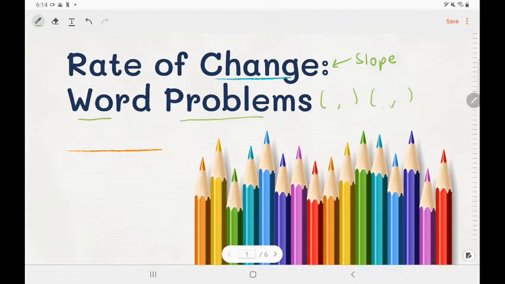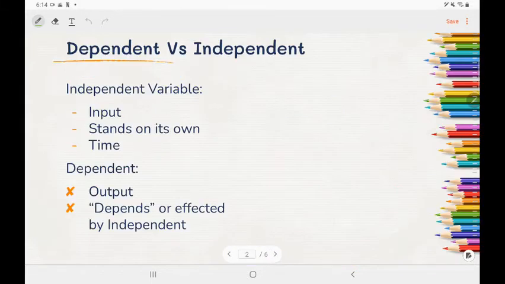In order to determine the ordered pairs, we need to know what number is going to go in the x spot and what number is going to go in the y spot. And that is going to be determined by the following. Is a variable dependent or is a variable independent? If the variable is independent or it's an input, it is going to be the x part of my coordinate.